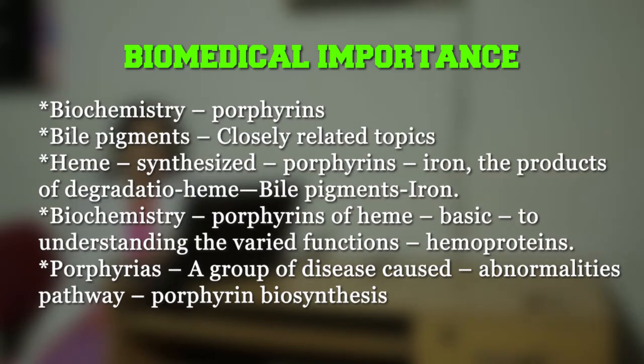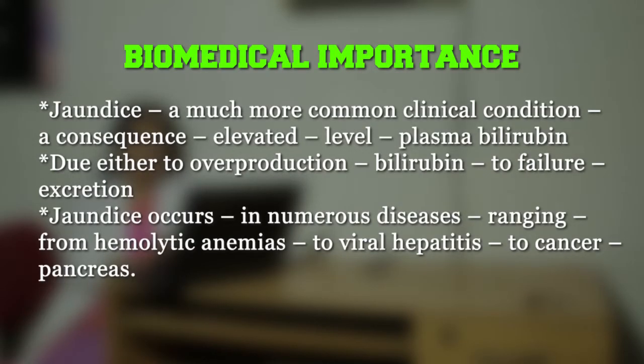We should know the biochemistry of porphyrin and heme, and the basis for understanding the varied functions of the different hemoproteins. We also have to understand the importance of porphyrias, which are a group of diseases caused by abnormalities in the pathway of porphyrin biosynthesis.